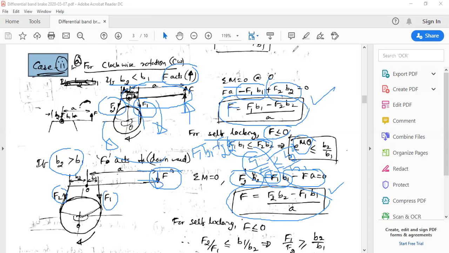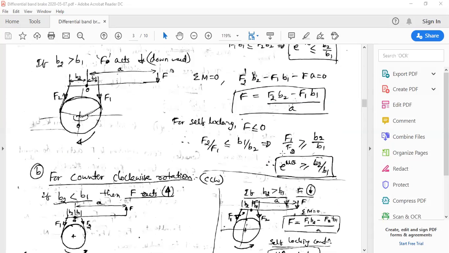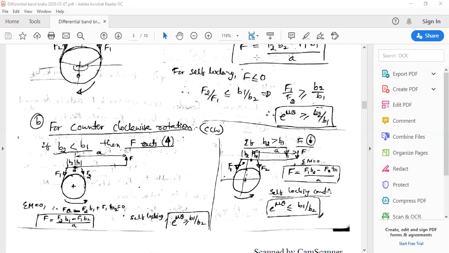And again, with respect to the self-locking condition, what is the condition? F is less than or equal to 0. So F2 by F1 is B1 by B2, and F1 by F2 is greater than or equal to B2 by B1. By interchanging the terms, the denominator is written in the numerator and the numerator in the denominator, or you can say cross multiplication. So F1 by F2, the less than symbol becomes greater than symbol, and B2 by B1 on the RHS. F1 by F2 is nothing but e raised to mu theta. So e raised to mu theta is greater than or equal to B2 by B1.